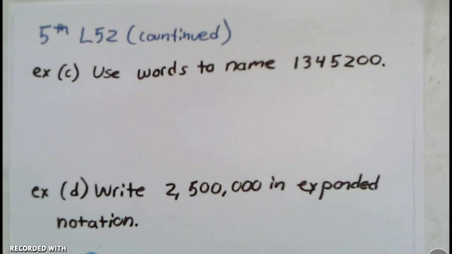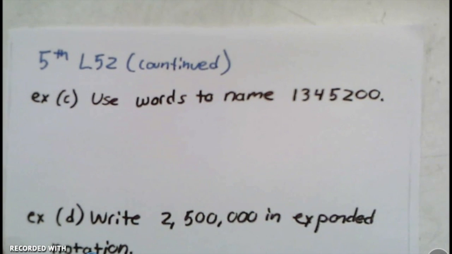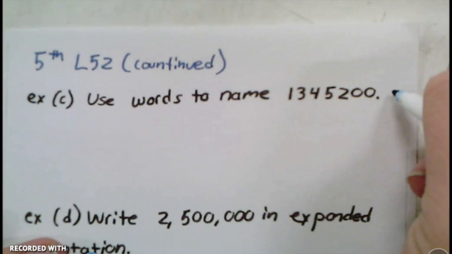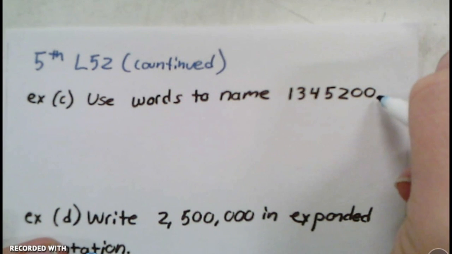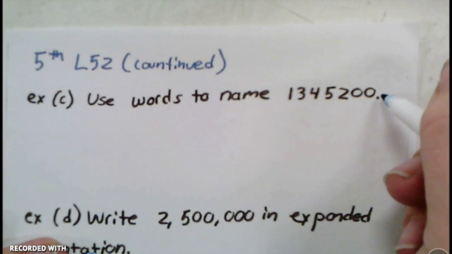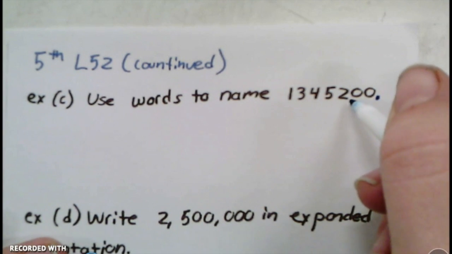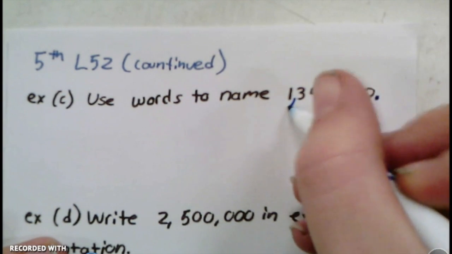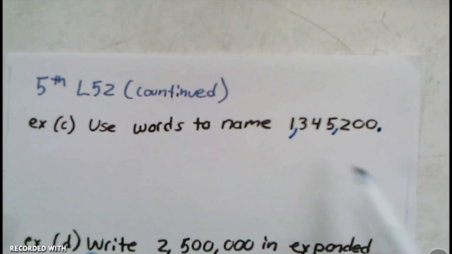All right, next example. Use words to name this crazy number right here. So before I even try to use words to name it, I need to use commas to help me. And I'm going to put in my commas starting from the right over here, just like I was doing every time in counting my place value. So I'm going to count in 3 spaces and then put a comma. And every 3 numbers, I'll do another comma. So it starts with your period. That's right here. I go in 1, 2, 3, comma. 1, 2, 3, comma.